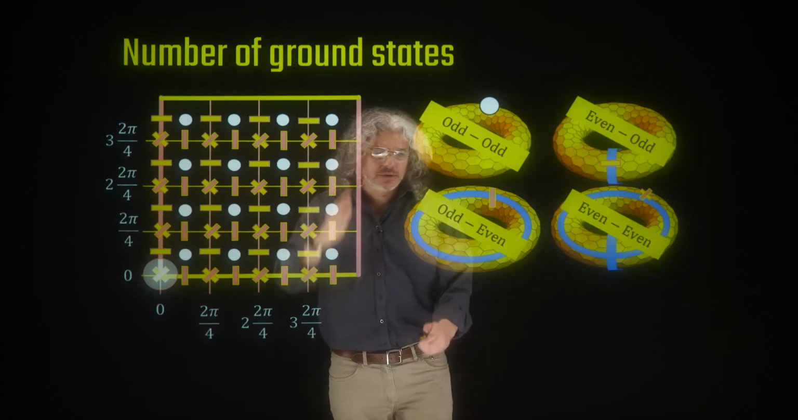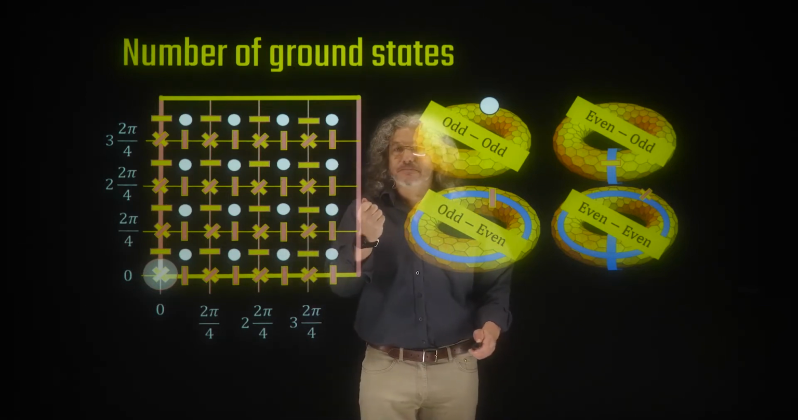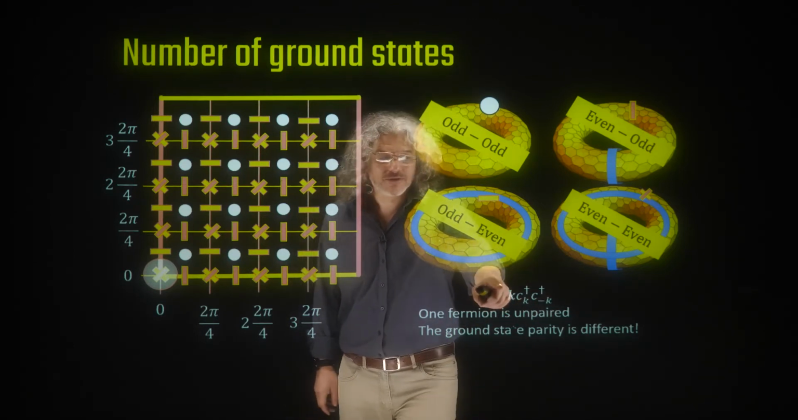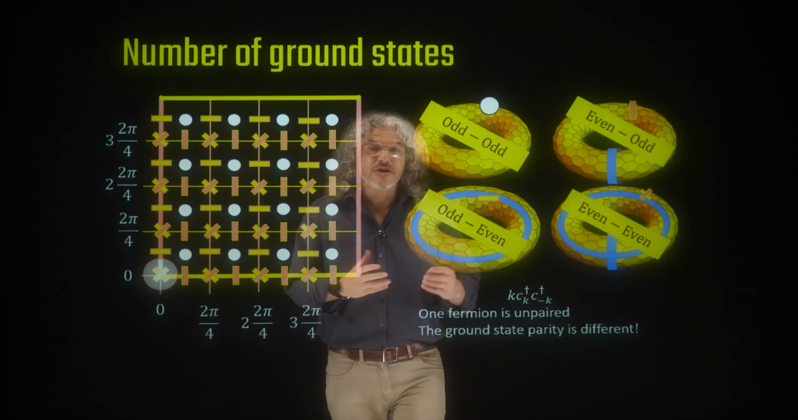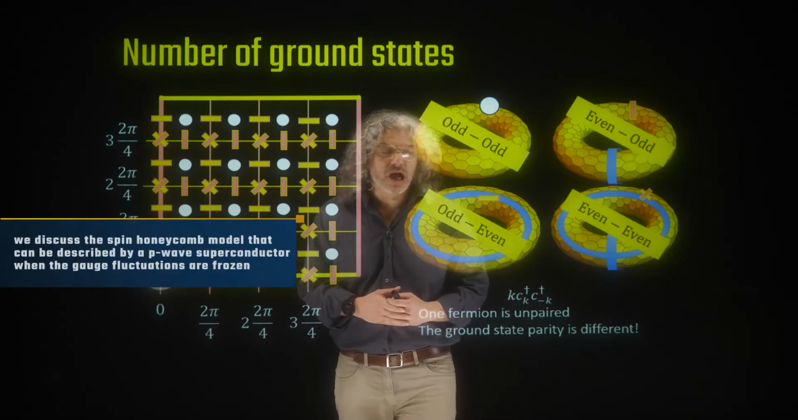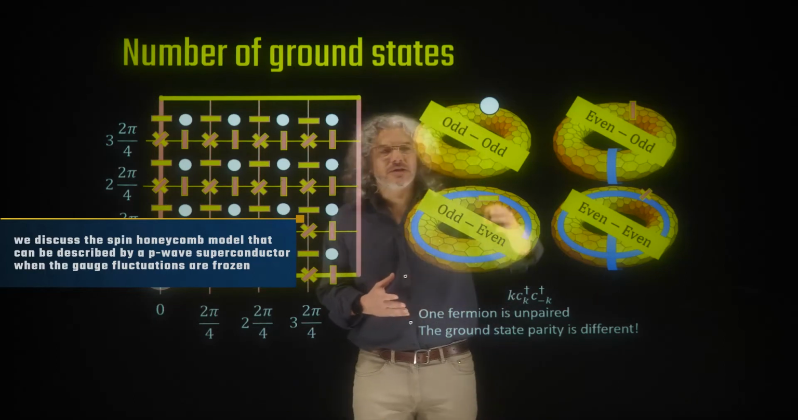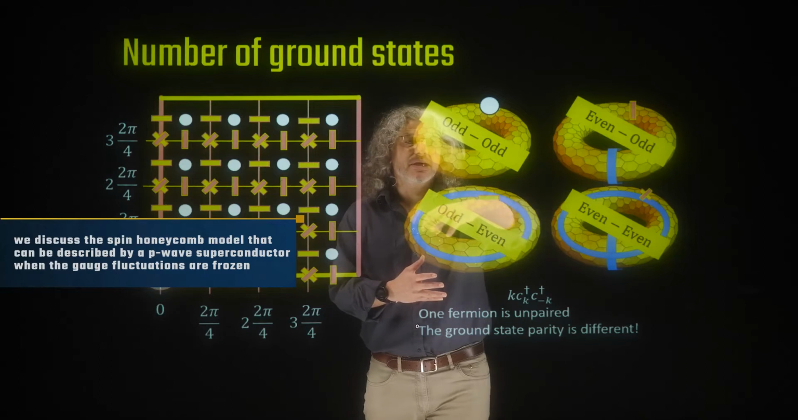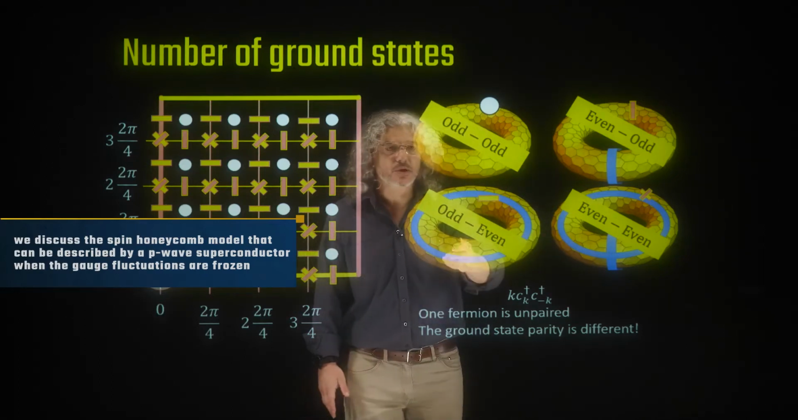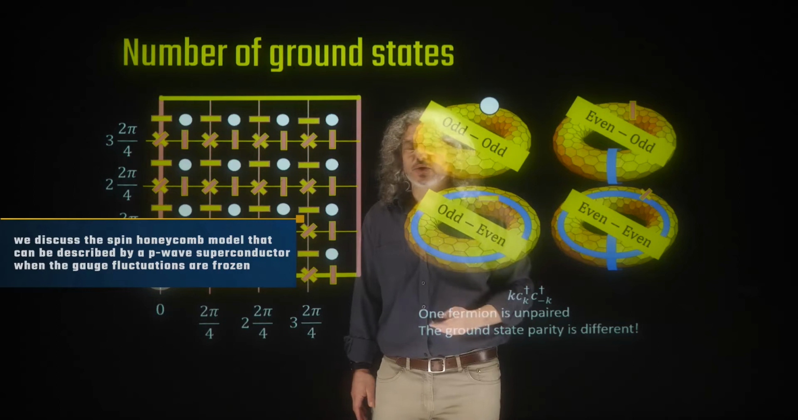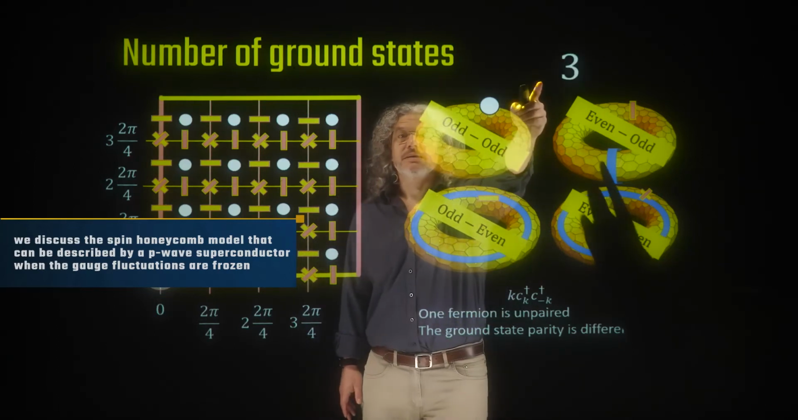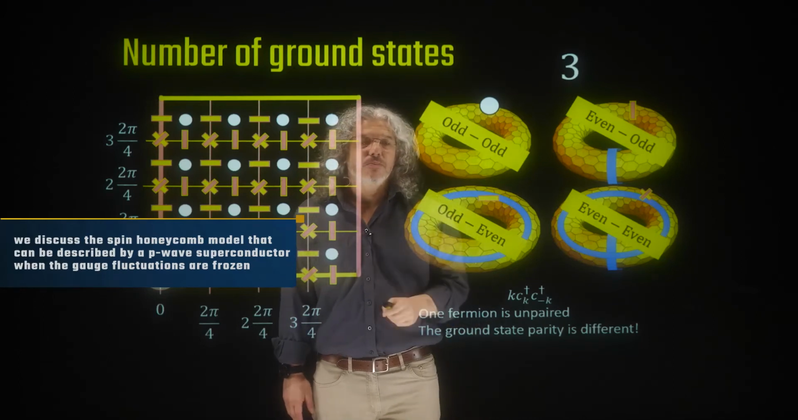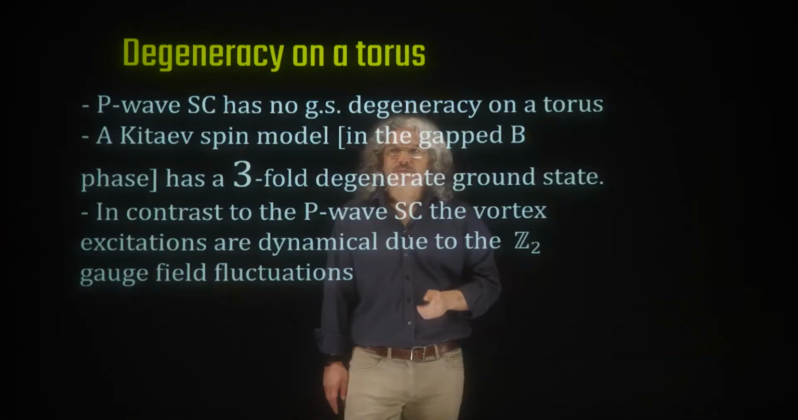K is simply 0. Now, I remind you that we discussed the p-wave superconductor, so the pairing term will have this form. The fact that we have a state with k equal to 0 means that one fermion is unpaired, so the ground state parity is different. So that state does not belong to the same parity sector as all the other ground states. So the degeneracy is not 4, because this belongs to a different sector, and we will have 3 degenerate states in the case of the Kitaev honeycomb model on a torus.